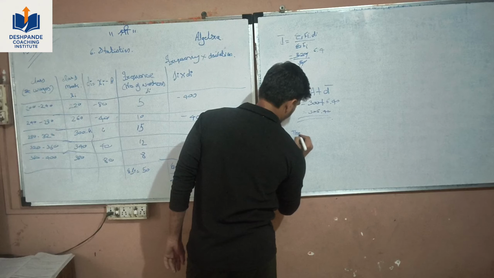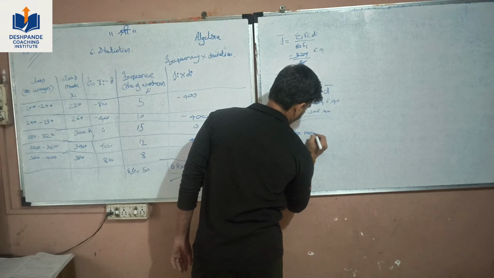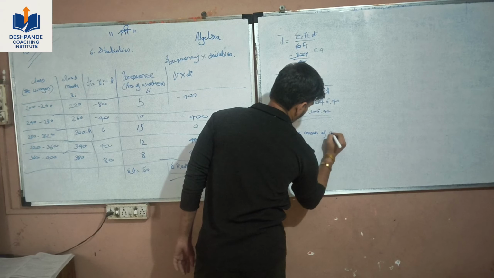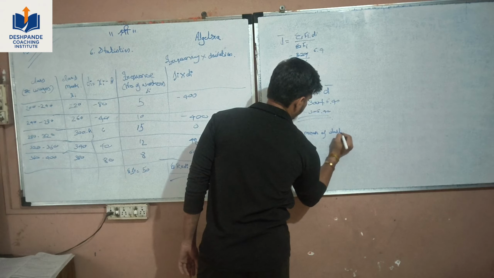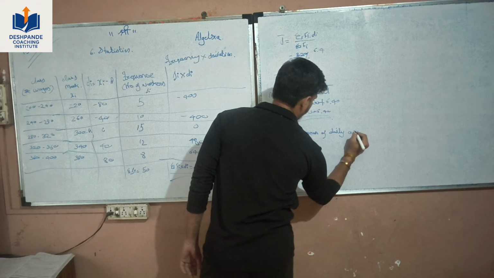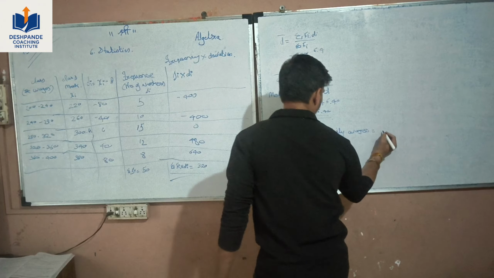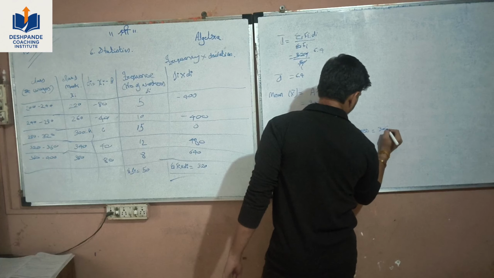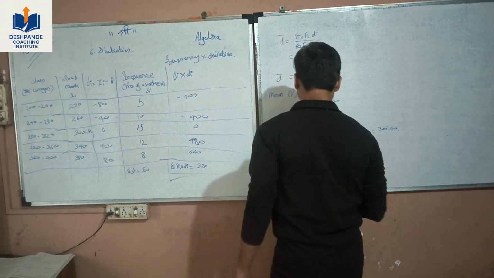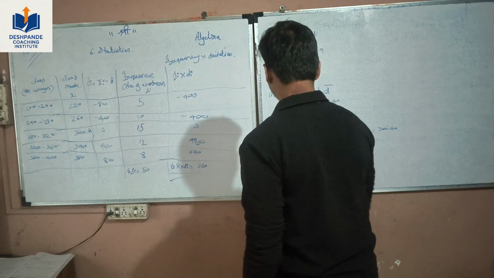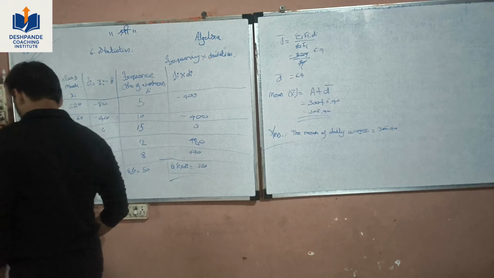The mean of daily wages is equal to 306.40. So this is the final answer of the question.